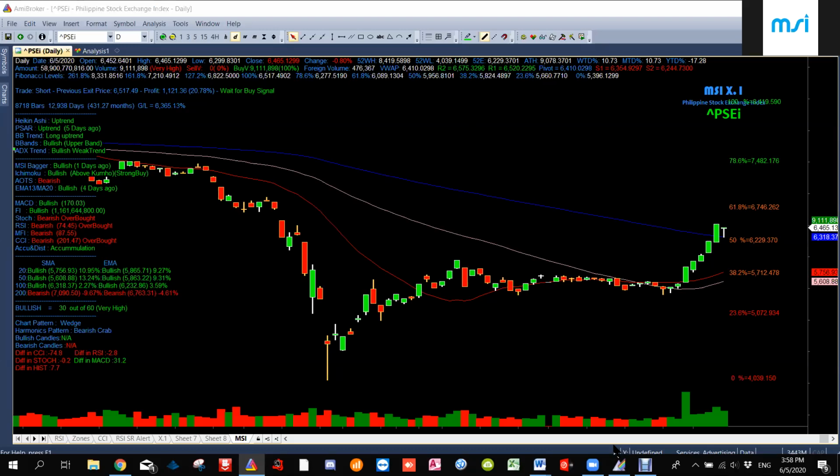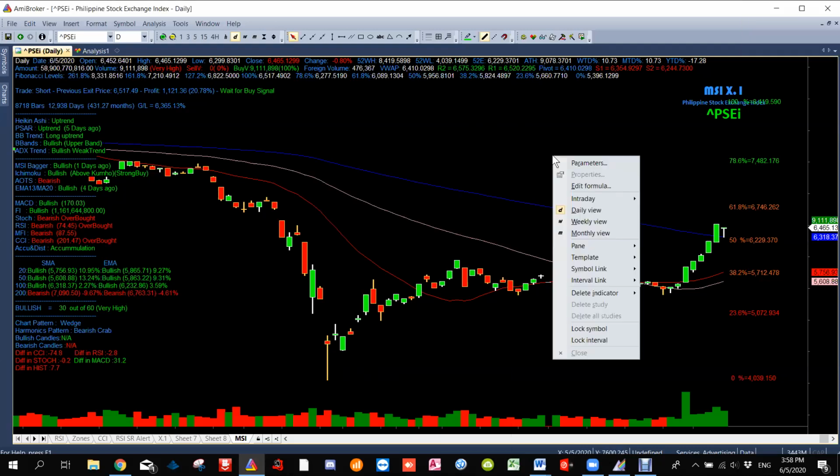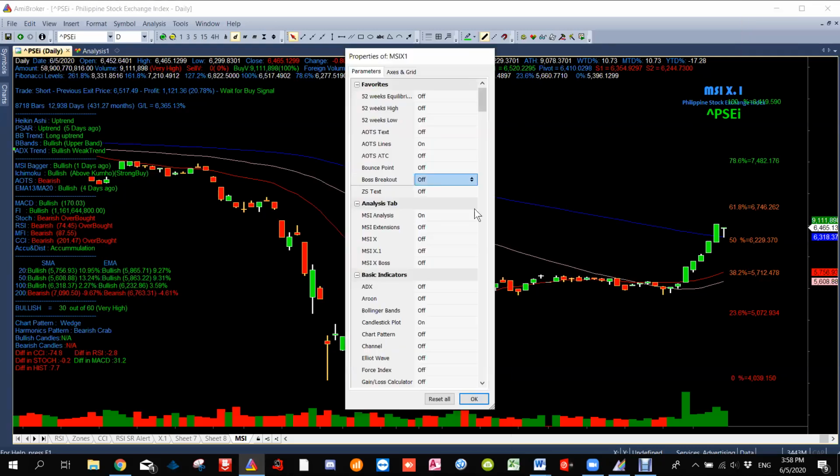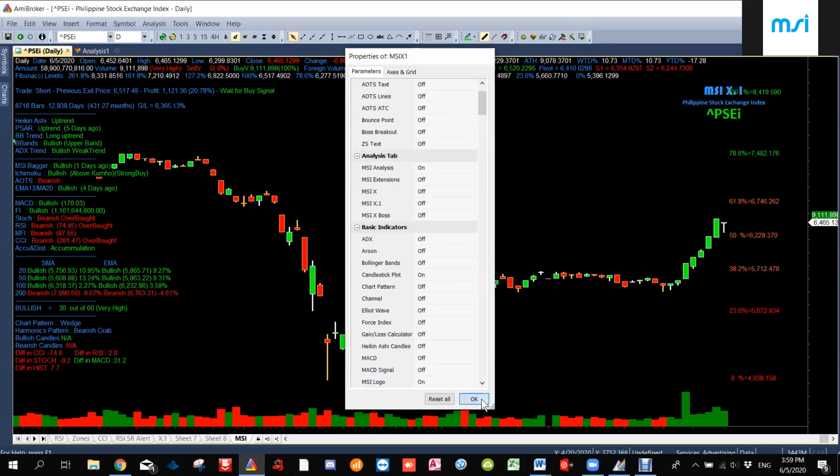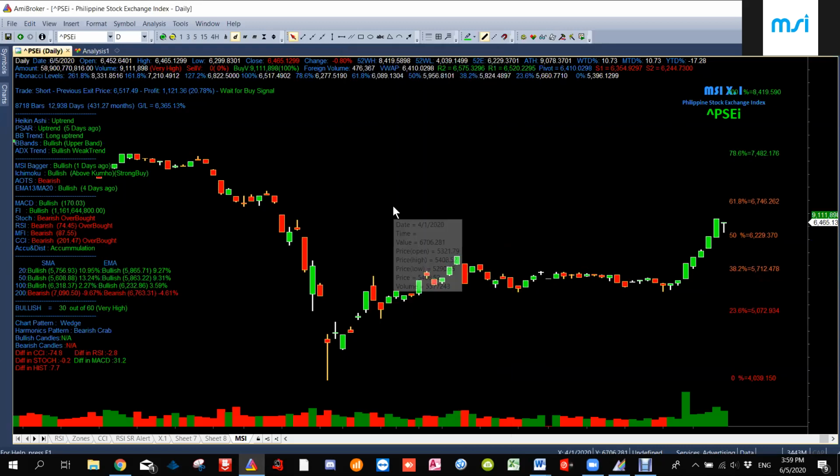Okay, so the next one is yung EMA 13 and MA 20. EMA 13 and MA 20. This one is actually yung pinapularize din dati ni Sir Jared na SWAG. SWAG move is a crossover siya ng EMA 13 at MA 20, no?